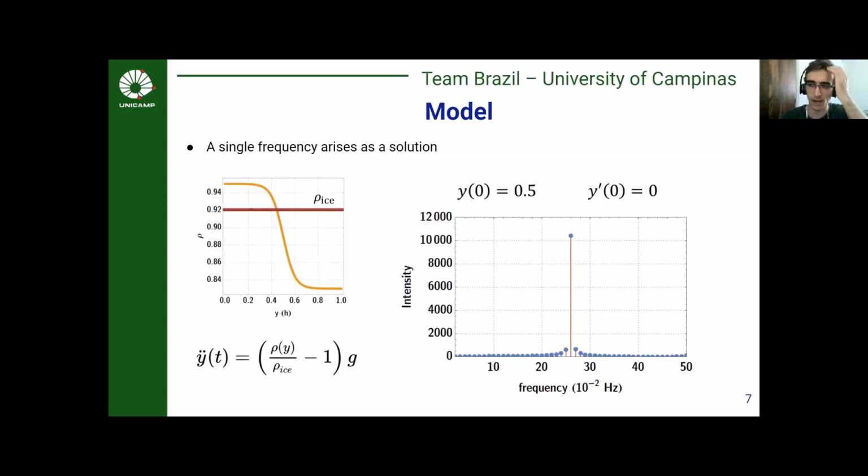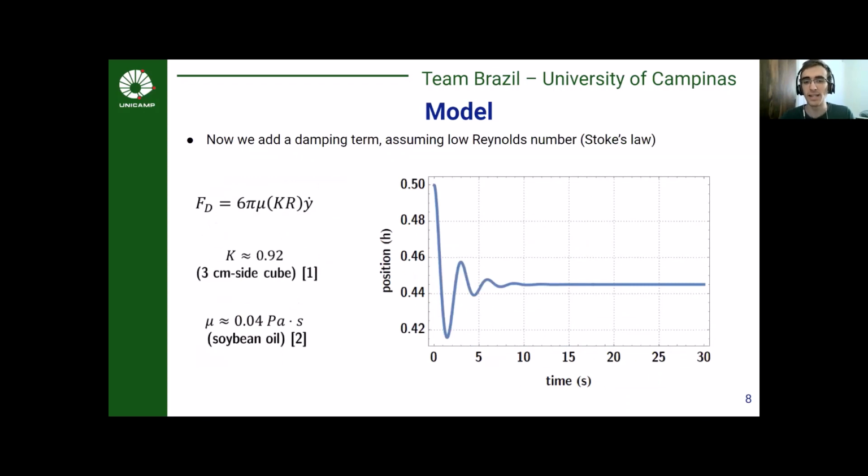We need to add more effects in our motion equation. So we add a damping term, which we do by assuming a low Reynolds number. The velocity of the ice is always in the range of a few centimeters per second, so we can use Stokes' law, which tells us that the drag force is linearly proportional to the velocity of the ice cube. We can get a dimensionless factor to correct for the drag coefficient, which is found in the literature. And we know the viscosity of the soybean oil, which is also given in the literature. What we get when we do the simulation adding this damping term is an oscillation. Well, obviously, it will oscillate a little bit and then it will stop.